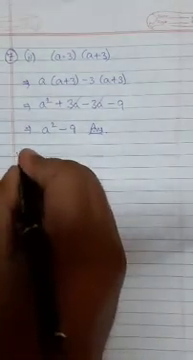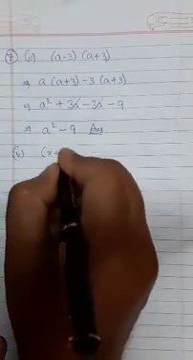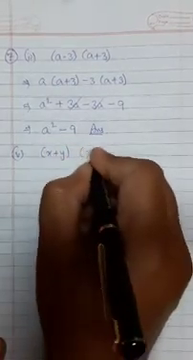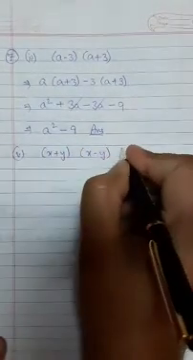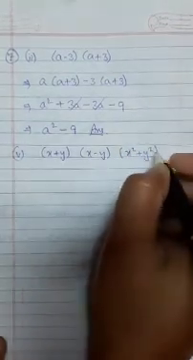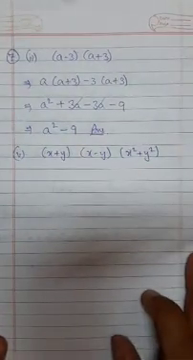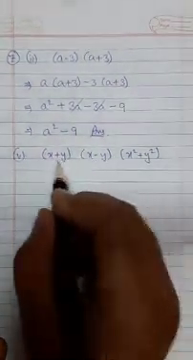Similarly, let's do the last part of this question, that is the fifth part of it. In the fifth part, we have to multiply x plus y with x minus y, and finally the result will be multiplied to x square plus y square. So there are three brackets now. But you don't have to get confused in it. We are going to deal with two of the brackets first.